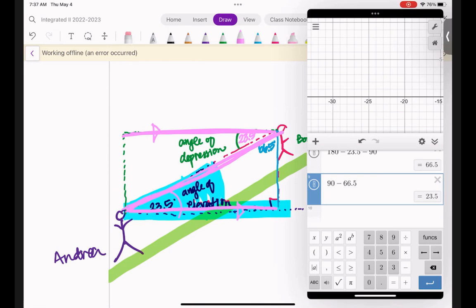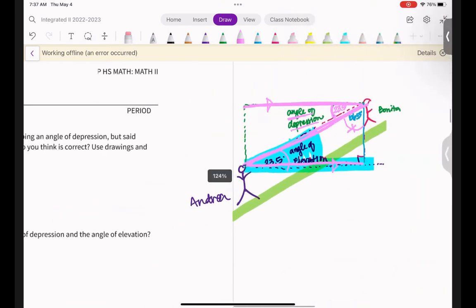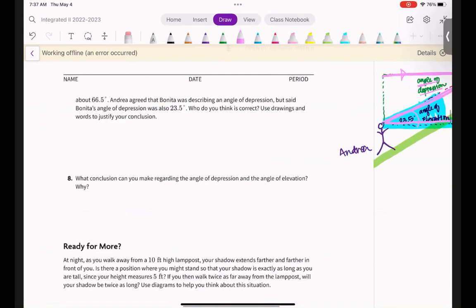So your angle of depression is not from eyesight to vertical. It's not this one, right? It's this one here. That's your angle of depression. Your angle of depression, this guy here, is this angle here from horizontal to line of sight. Okay. All right, moving on. Okay, so what conclusion can you make regarding the angle of depression and the angle of elevation? I'll leave that for you.